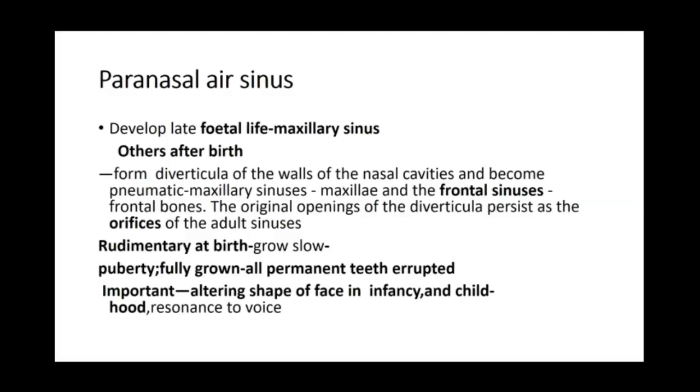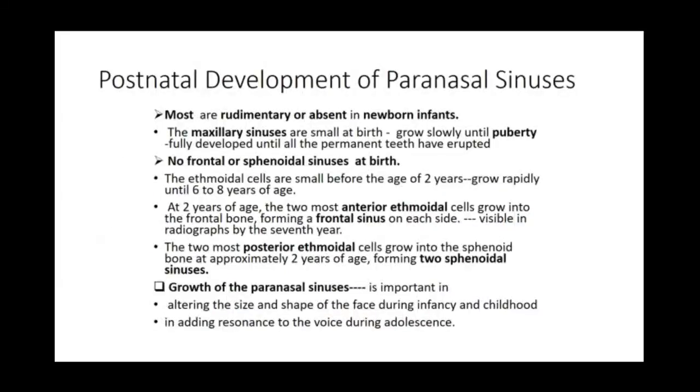They are rudimentary at birth and grow slowly. At puberty, they are full grown. All permanent teeth have erupted. That is why the shape of the face changes. As the teeth have erupted, the mandible grows in size and the paranasal sinuses have formed. I told you this when we talked about the changes in the skull after birth. This is important: alteration of the shape of the face in infancy and childhood, and giving resonance to the voice. So remember, the maxillary sinus is the only sinus which is present at birth, and the rest come afterwards, and they're very small and very rudimentary.